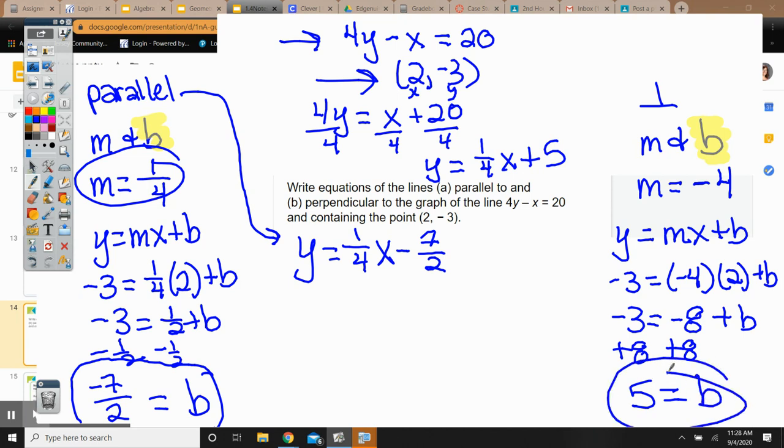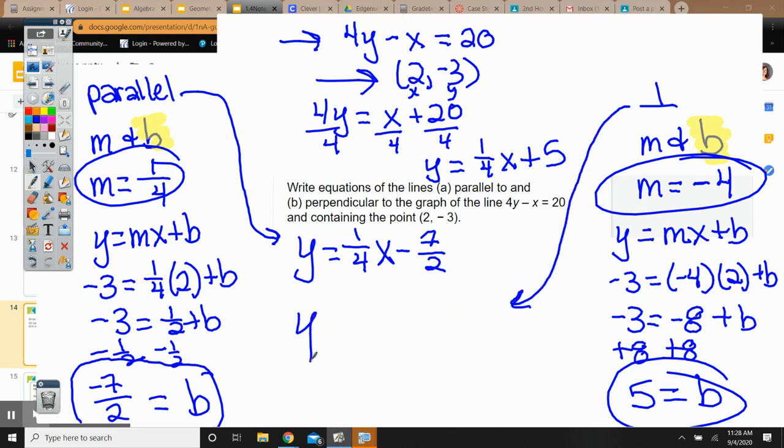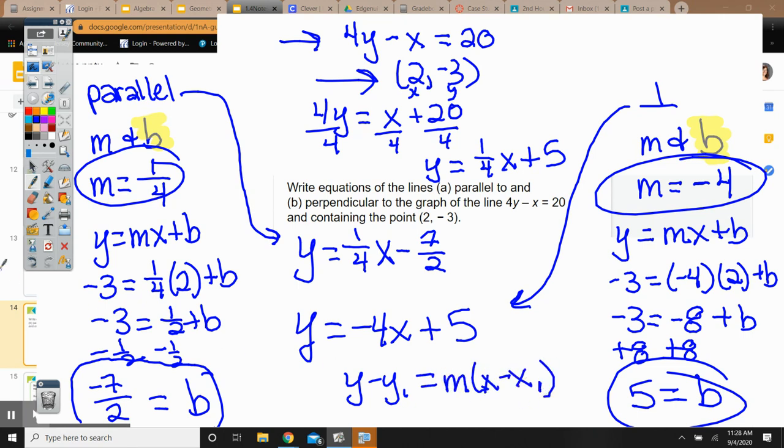So now I know my slope. I know my y-intercept. I can write the perpendicular line as y equals -4x plus 5. Again, if you wanted to do this with the point slope formula, you could have gone that way as well. I personally prefer mx plus b.